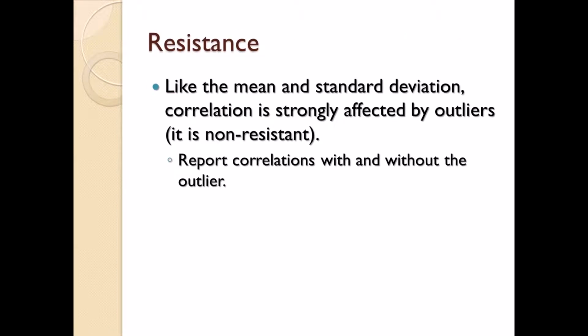Just like the mean and standard deviation, correlation is strongly affected by outliers. It's non-resistant. So you can decide, all right, this point and this point are outliers. I'm going to figure out R with them in my linear system. I'm going to then take them out and recalculate it. And you should see an improvement in linear strength when you take those outliers out.